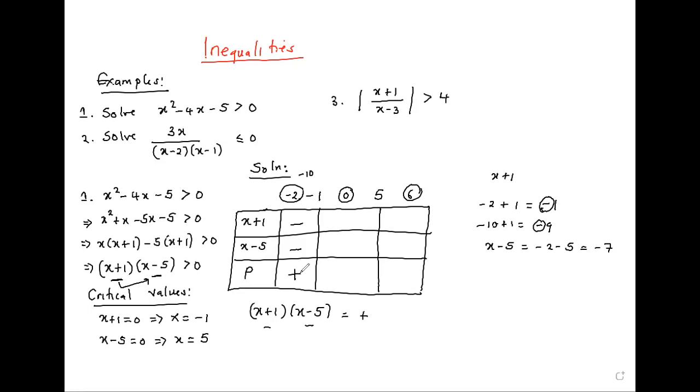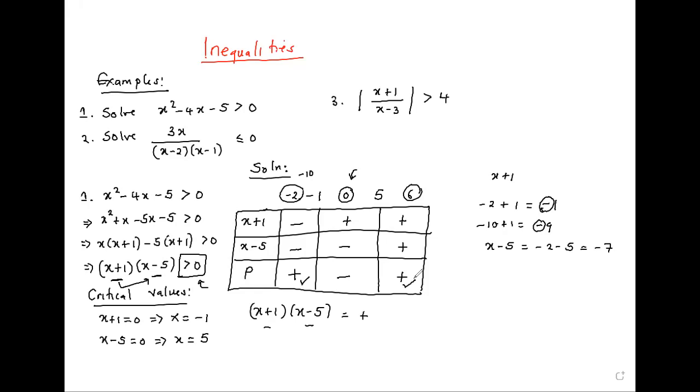We go in the second column, where we have chosen to use 0. If we substitute 0 where there is x in x plus 1, you get +1. If you put 0 where there is x minus 5, you have 0 minus 5, which is negative. Then you have positive times negative, we get negative. If we use 6 in x plus 1, we get 7, which is positive. 6 minus 5, we get 1, which is positive. And positive times positive, we get positive. The question says greater than 0. So when it is greater, it means it is positive.